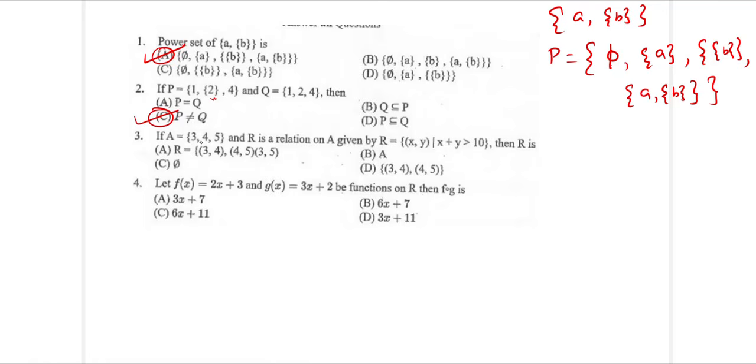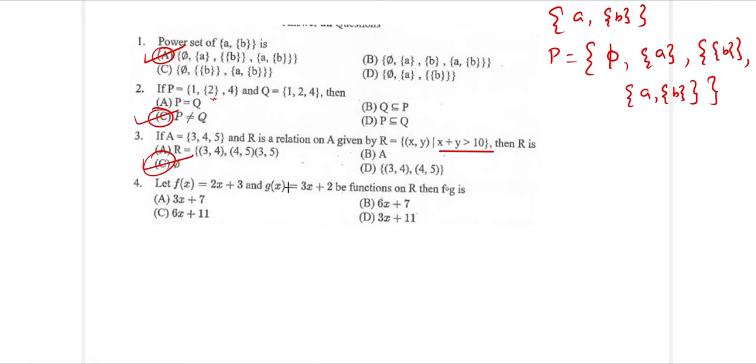So the next one: 3, 4, 5, and R is the relation x plus y is greater than 10. We just now saw this problem. Over here, the 3, 4 combination will not work. 5, 4 combination is 9. 5, 3 is 8. 4, 3, 4, 5, 9, 10. No, nothing is going to be greater than 10. So obviously that is going to be the null set. No elements satisfy this relation.